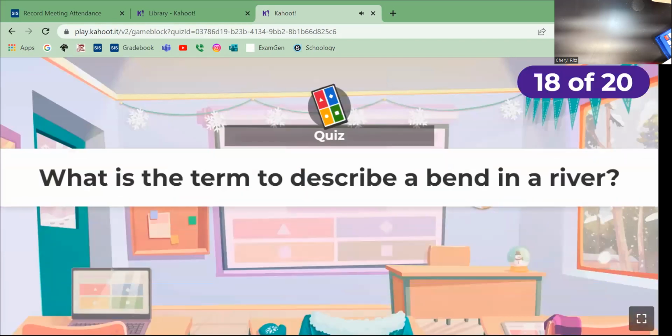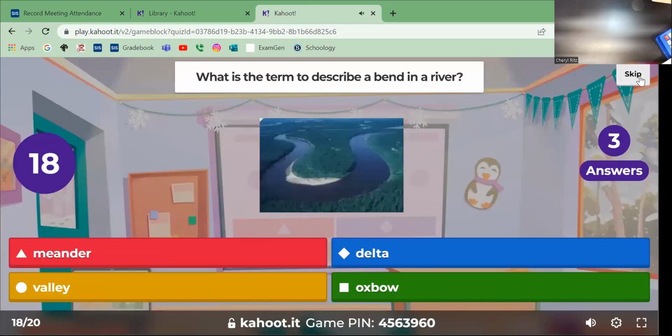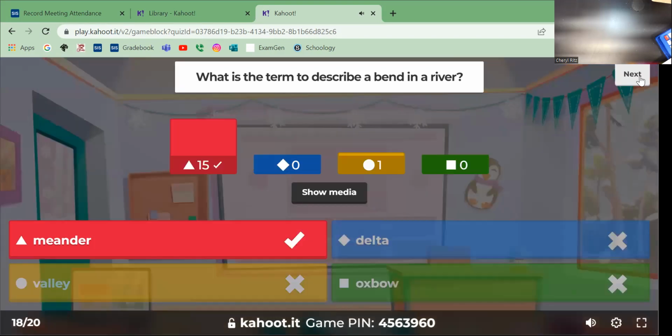I'm in 11th place. What is the term to describe a bend in a river? That's a very bendy river. Oxbow, is it? An oxbow would be this if during a flood, it just cannot go around this huge bend and it would cut off here and end up making a little lake here. That would be an oxbow. Oh my God, I got it right. Okay, nice work, a meander.